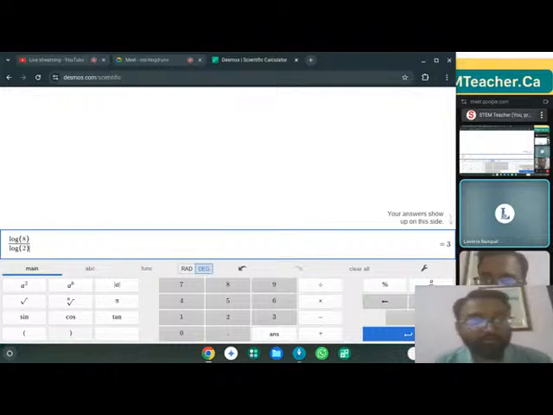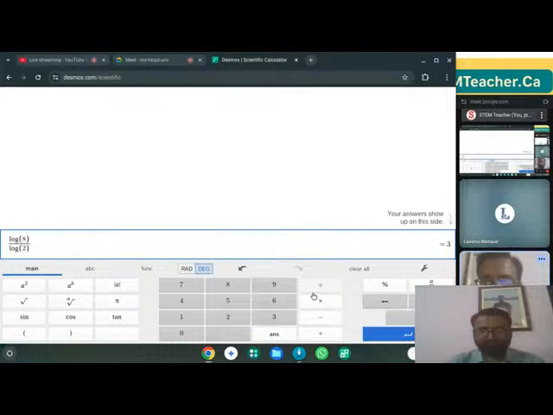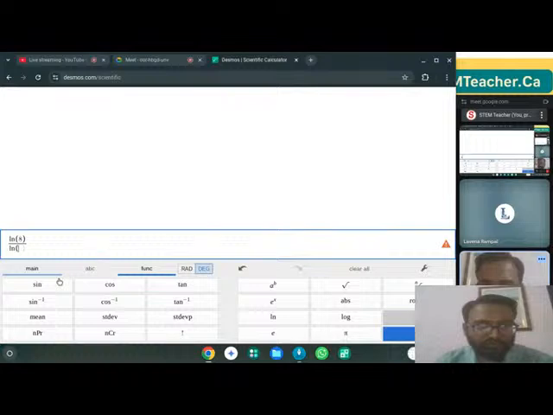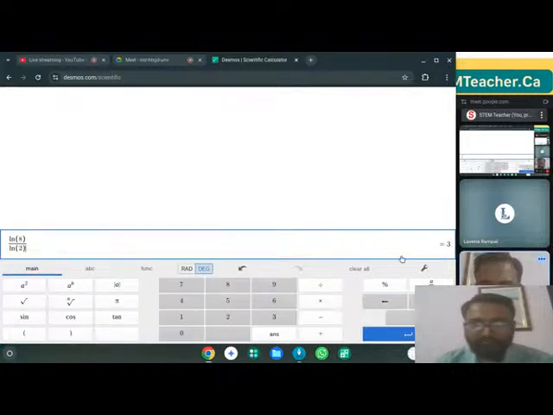Log 8 base 2 is also clear, but we can't calculate that in the scientific calculator. So that's why log 8 base 2 is nothing but log 8 by log 2. ln means it's a natural logarithm, so that will also provide the same answer. You can take any base. I'm taking ln 8 divided by ln 2. You will get the same answer. What is the answer? It is 3.